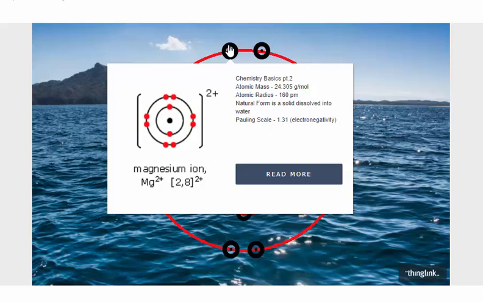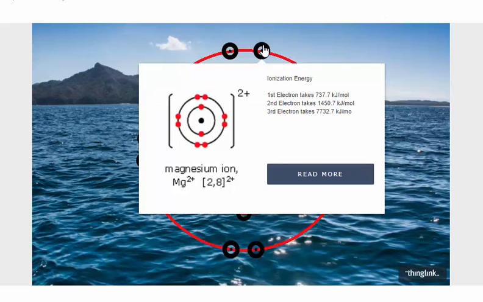The natural form is a solid dissolved into water. And the Pauling scale is 1.31, and that relates to electronegativity. The ionization energy is the first electron takes 737.7 kilojoules a mole. The second electron takes 1450.7 kilojoules a mole.